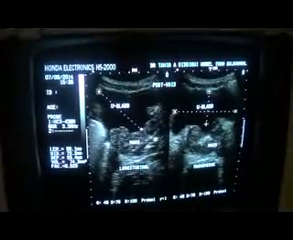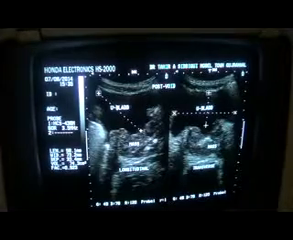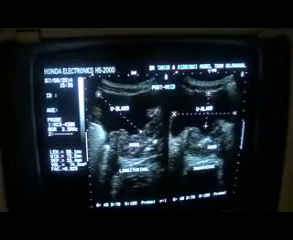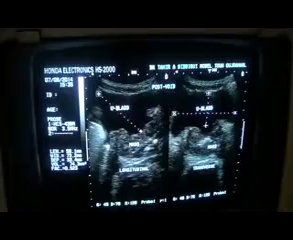However, there is urinary bladder outlet obstruction seen in this patient. Thank you very much.